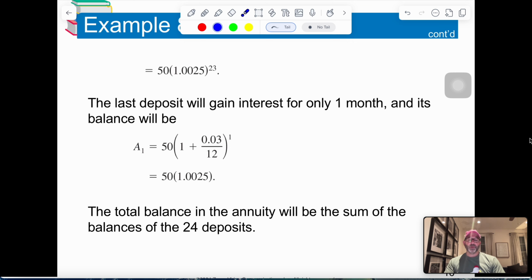Now, what we're supposed to do is take this and add them all together. The total amount that's in there is the $50 that's in there for 24 months. The next 50 that's in there for only 23. The next 50 that's in there for 22. The next 50 that's in there for 21, and so on and so forth, right?